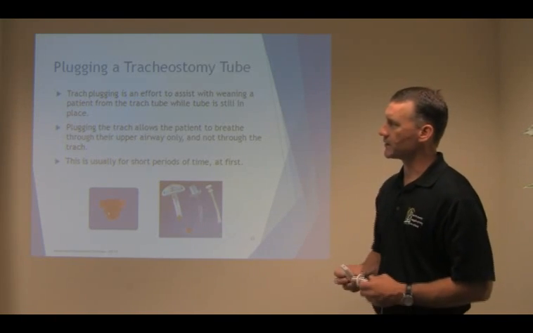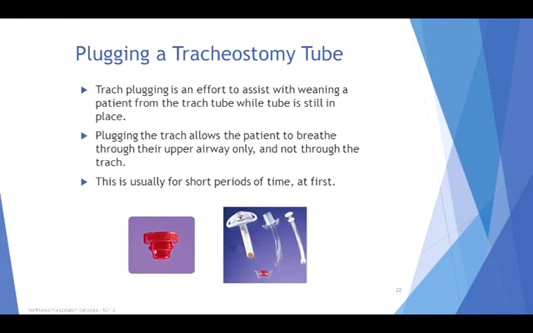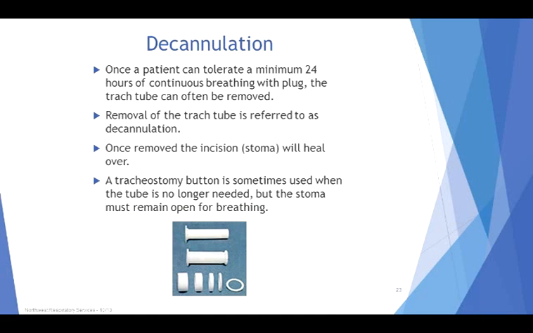Plugging of the tracheostomy tube. Trach plugging is an effort to assist with weaning a patient from the trach tube while the tube is still in place. Plugging the trach allows a patient to breathe through the upper airway only and not through the trach. This is usually for short periods of time at first. Once a patient can tolerate a minimum of 24 hours of continuous breathing with a plug, the trach tube usually can be removed.